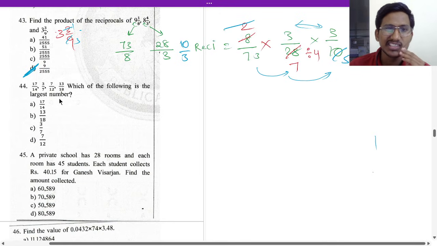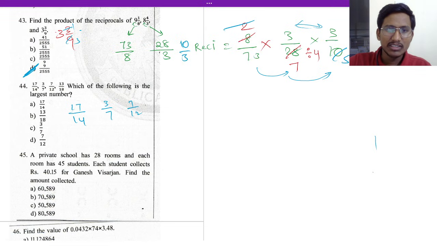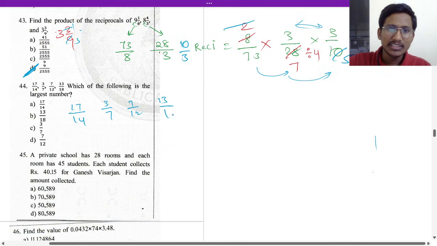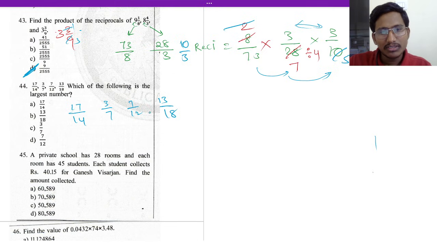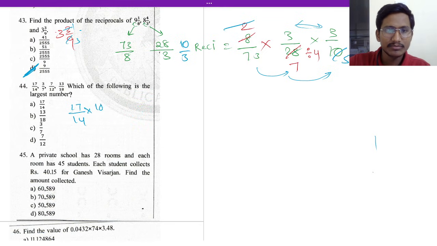Which of the following is the largest, they are asking. So 17 by 14, 3 by 7, 7 by 12, and 13 by 18. Okay, so what will we do? We will multiply with 100 and find the value into 100. 14 sevens are 98. 17 sevens, the answer will come nearly 98. It's fine, you take the nearby answers.